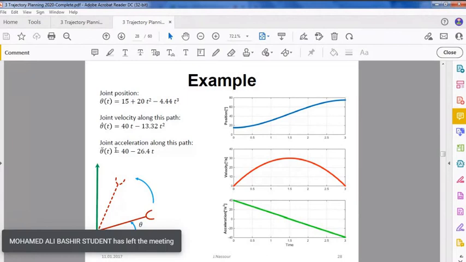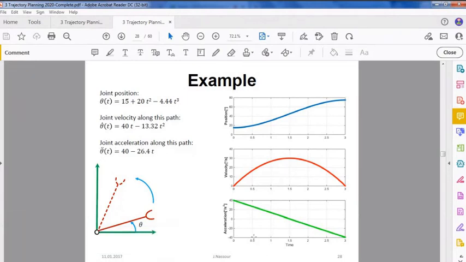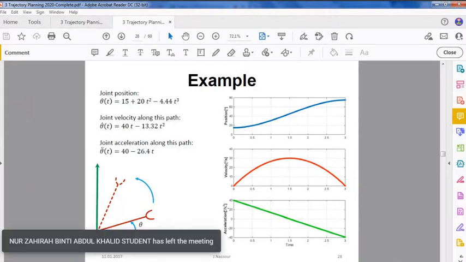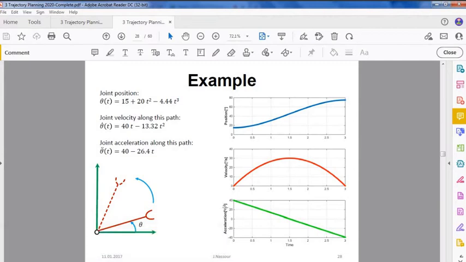Same goes for acceleration. At time 0.5, 1, 1.5, 2, you just replace here and you will get an acceleration value. At time 0.5, what is your acceleration value? Acceleration is angle over time squared, seconds squared, because you differentiate twice over time. So you get time squared for acceleration.